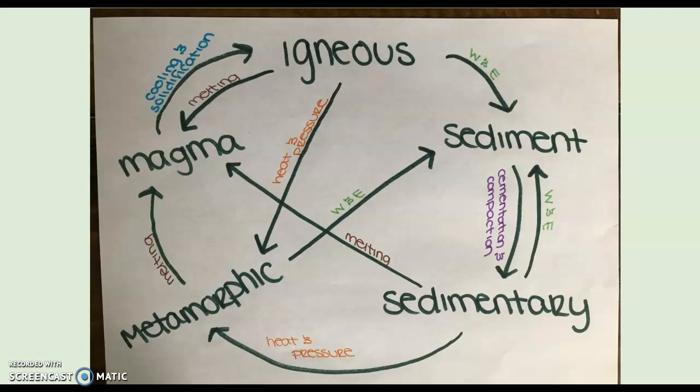You might not talk about the rock cycle for a minute, but at some point in time, you come back to it. So this is the information that I want you to remember. Heat and pressure is always going to be metamorphic. Melting is always going to be magma. Cooling and solidification always makes an igneous rock. Sediment, always made by weathering and erosion, and a sedimentary rock, always by cementation and compaction. So if you can remember those 5 different terms, you'll be able to figure out the rock cycle pretty easily.